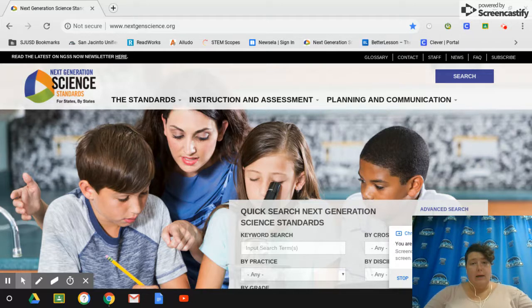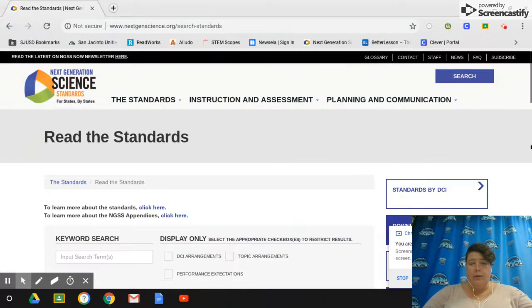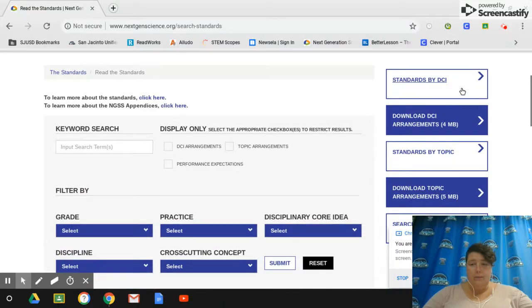California did adopt all of the standards. Not all states did. So for California, you can just go to the standards on this website and we have fully adopted all of them. Now, if we go to our standards button and we look at read the standards, this is where we have our option to search for a multitude of standards, either by DCI, which is our disciplinary core ideas. You can download them all if you prefer. You can look at them by topic.